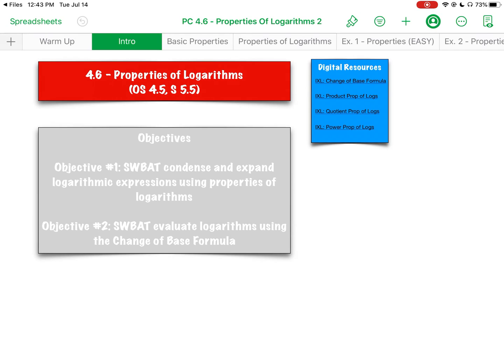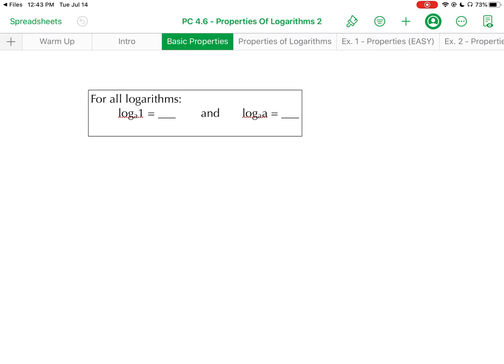Here we are in section 4.6, and now we're going to look at several very important properties of logarithms that are going to help us in solving some logarithmic equations in the coming sections. So let's start with some basic log properties. Now, these work for all logarithms, no matter what their base.